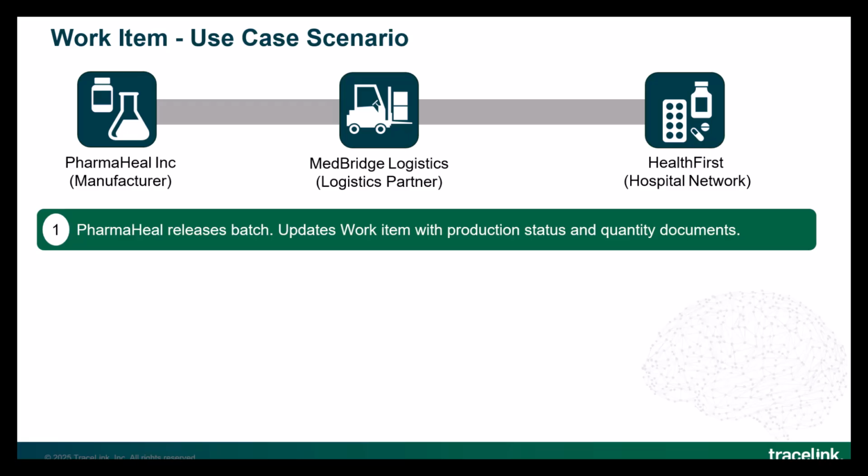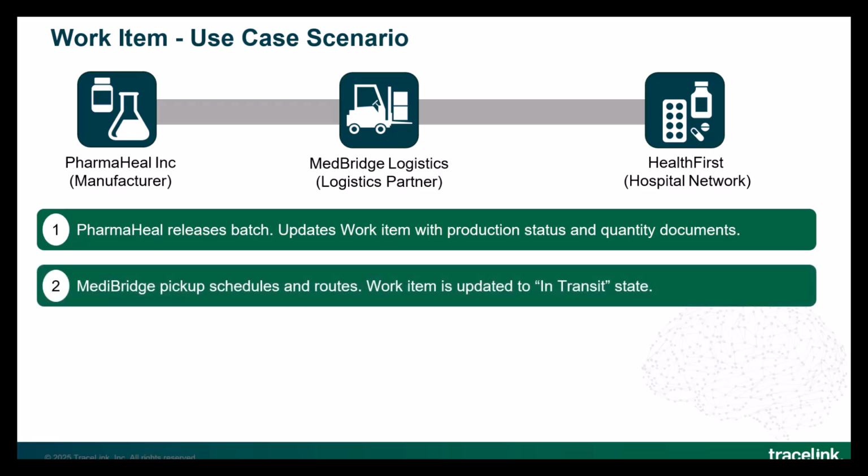It contains key details such as the batch number, quantity, and shipment destinations, and it provides a shared digital workspace accessible by all collaborators. Inside the work item, PharmaHeal shares production status and quality documents. MedBridge proposes pickup schedules and routes, and the hospital confirms required delivery dates. All communication and updates happen within the same record, ensuring alignment and traceability.